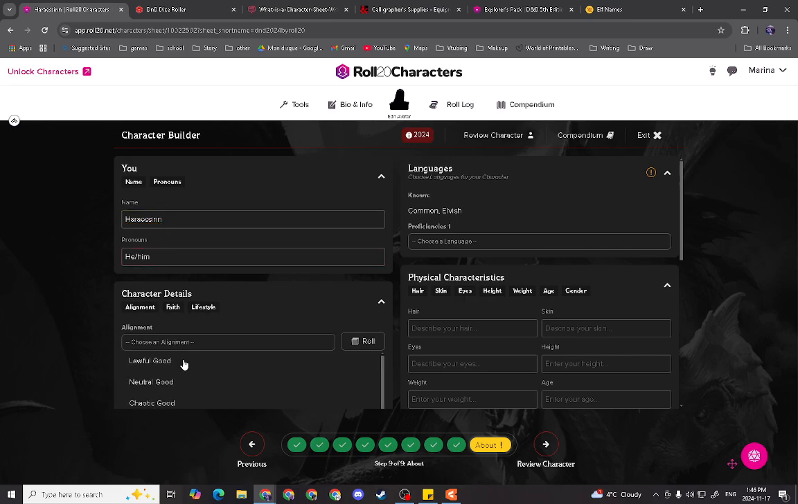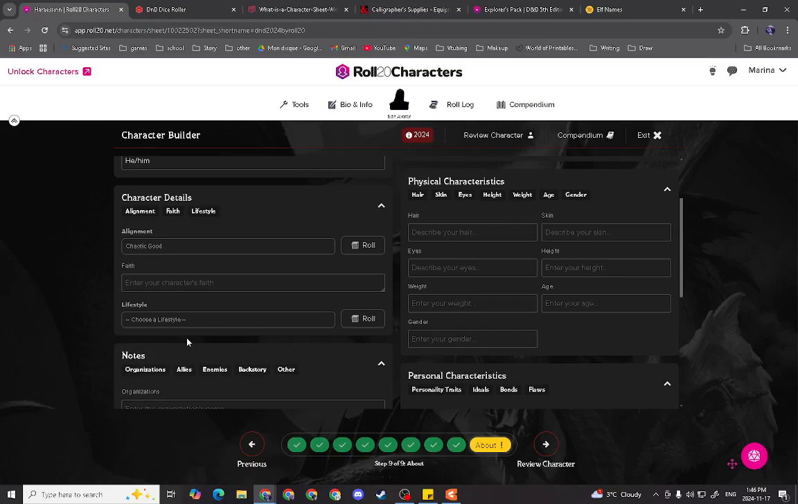Then you choose your alignment. So, lawful means you follow the rules. Chaotic means you don't follow the rules. Good means you actively try to do good in the community. And evil means you actively try to do evil. Okay, I think I want to be chaotic good. Chaotic good, so you don't follow the laws. Yeah. And you try to do good. Okay.